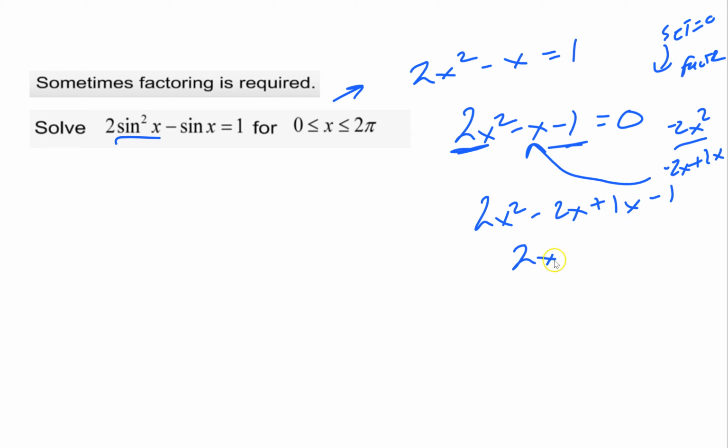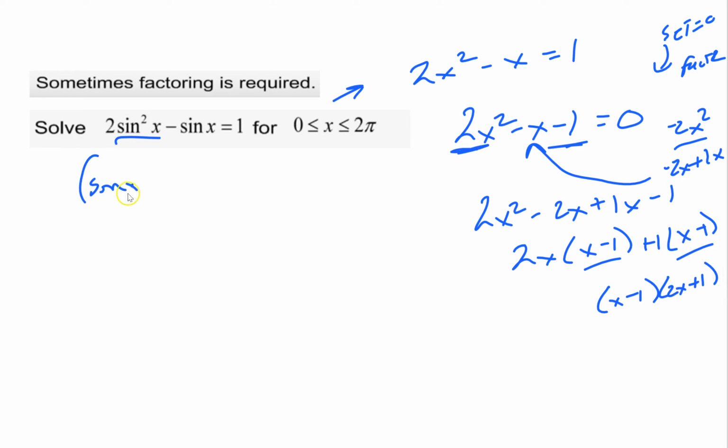These have a 2x in common, leaving x minus 1. These have nothing in common, so pull out the 1. There's always a 1 in common. Hey, these match. So we get that. So you just put the sine back. It is (2 sine x plus 1)(sine x minus 1) equals 0. We split and solve like a normal math problem.